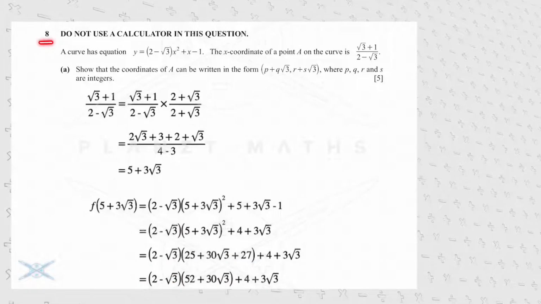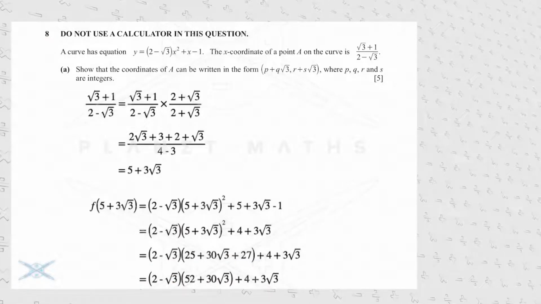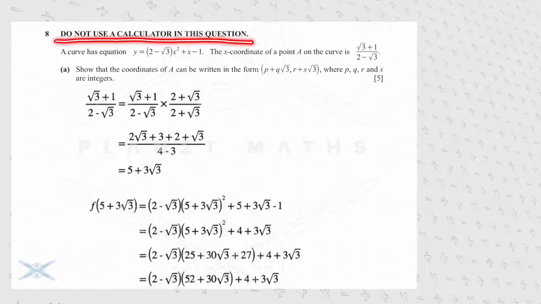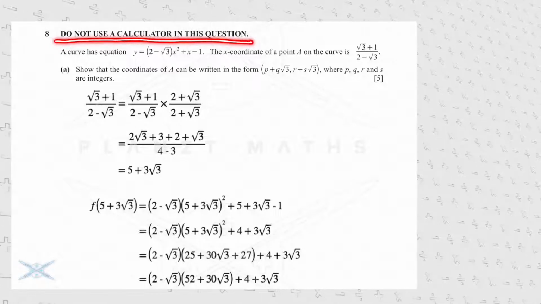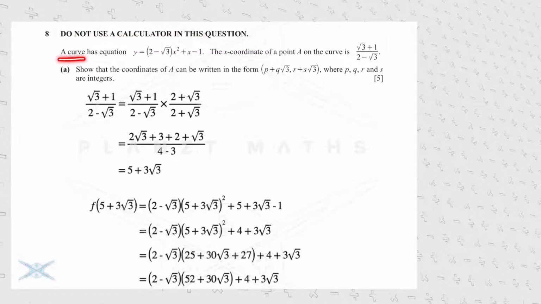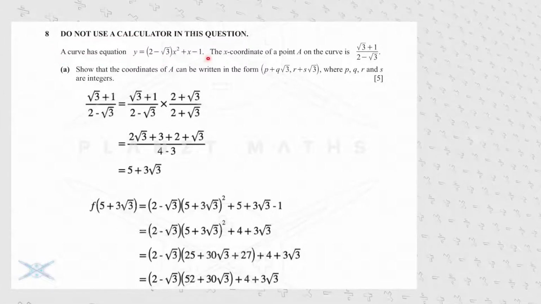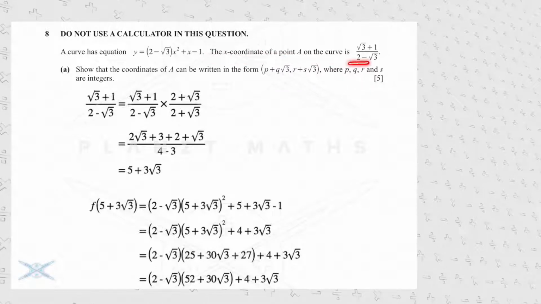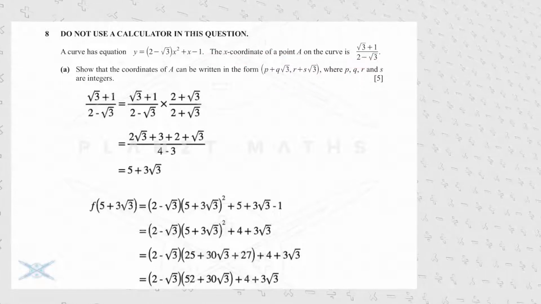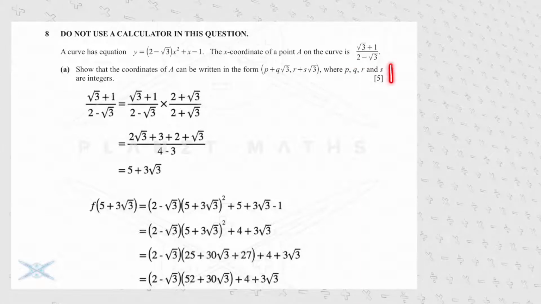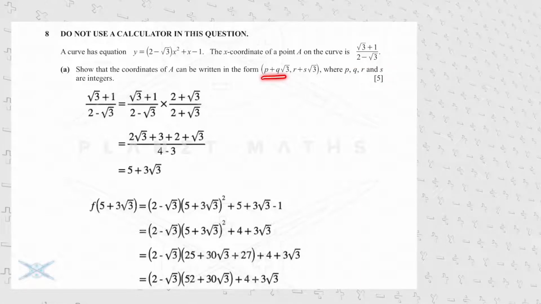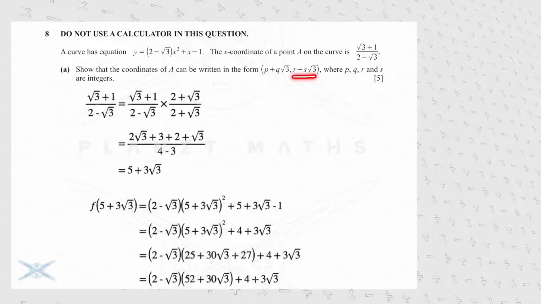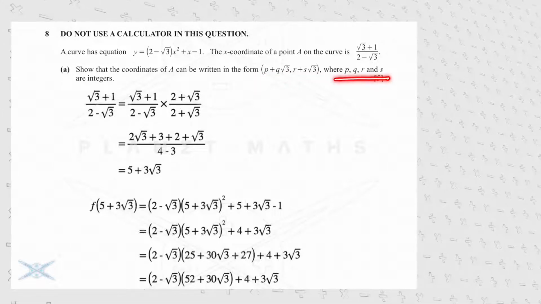In exercise 8, prior to starting our work, we should not forget that we are not supposed to use a calculator in this question, meaning that we must show our work. Here it is stated that the curve has the following equation and that the x-coordinate of point A of the curve contains the value of the following fraction here. In part A, we are supposed to show that the coordinates of A can be written in the form p plus q multiplied by the square root of 3 and r plus s multiplied by the square root of 3, where p, q, r and s are integers.